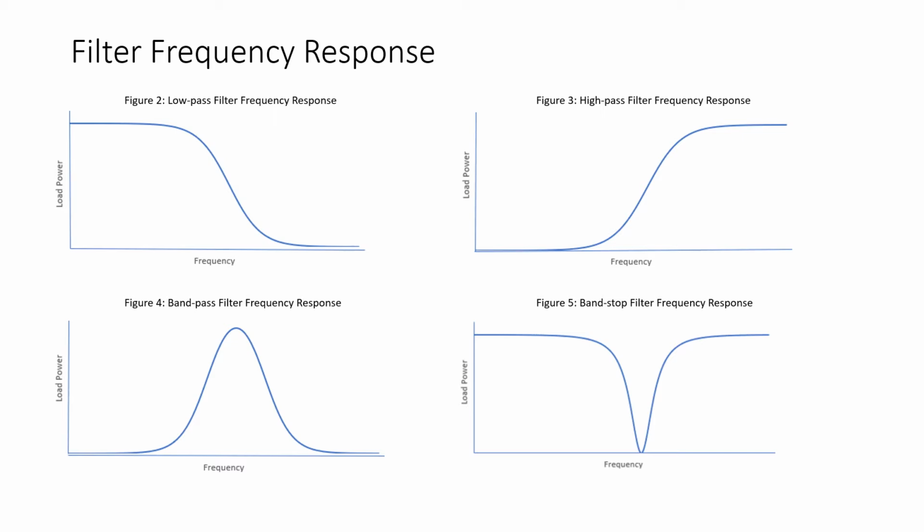Figure 4 shows us the frequency response curves of a band pass filter. And with this filter, we pass a selected band of frequencies, referred to as the mid band, to the load, and we block the low frequencies and we block the high frequencies. And finally, in Figure 5, we see the frequency response of a band stop filter. A selected band of frequencies are prevented from getting to the load. The frequencies below and above that selected band of frequencies are allowed to pass to the load.